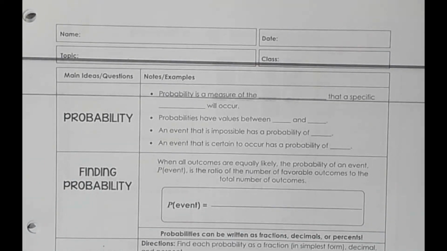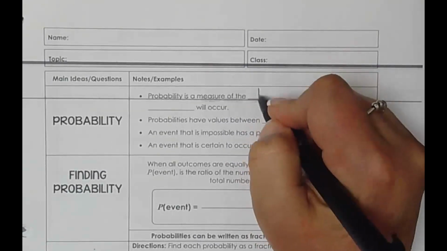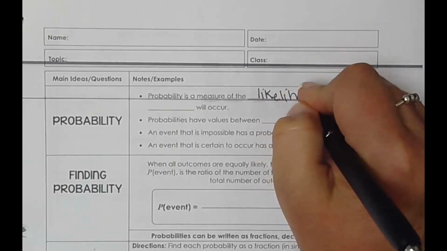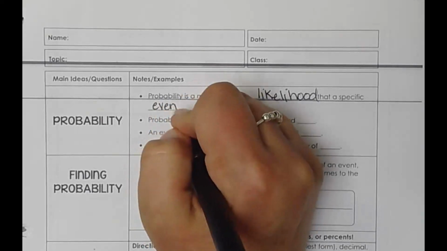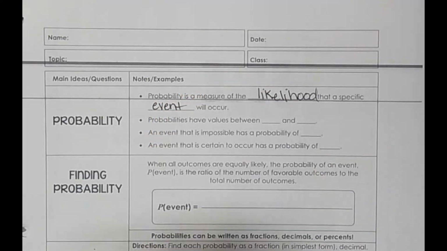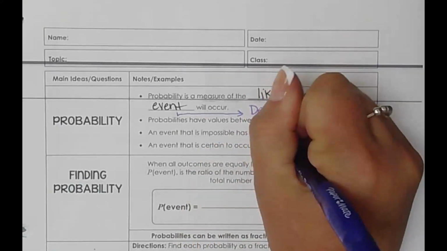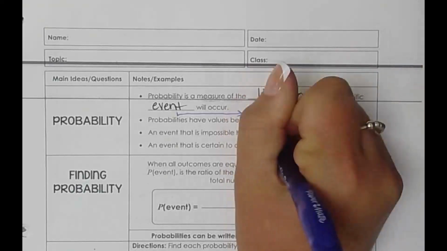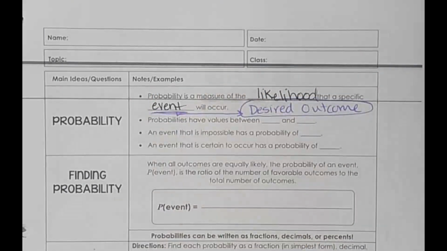Talk about some probability today. Okay, remember, probability is a measure of the likelihood that a specific event will occur. So remember, an event is our desired outcome. Okay, so the thing that we want to happen.